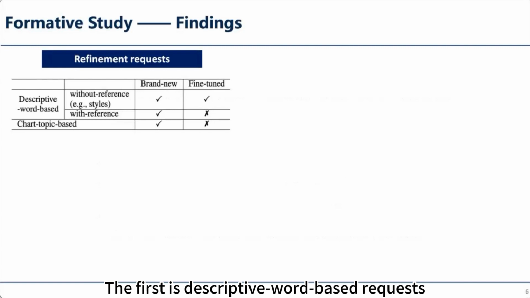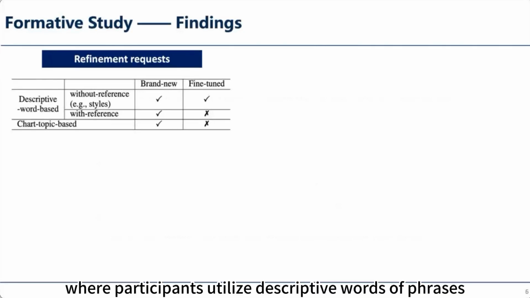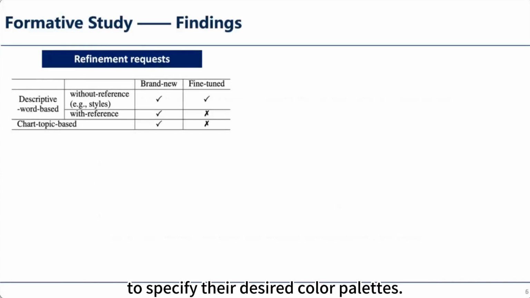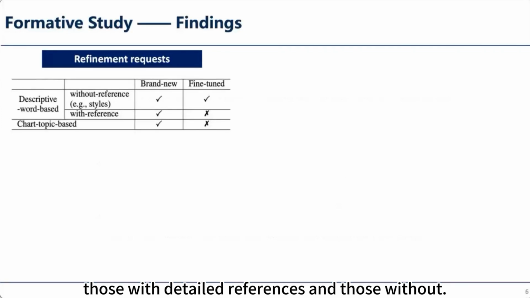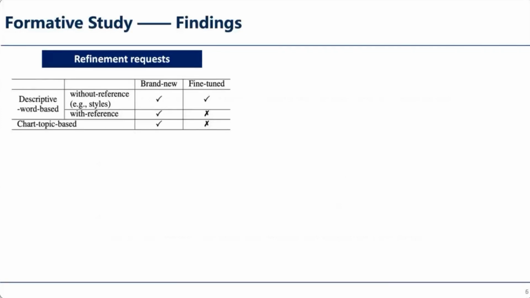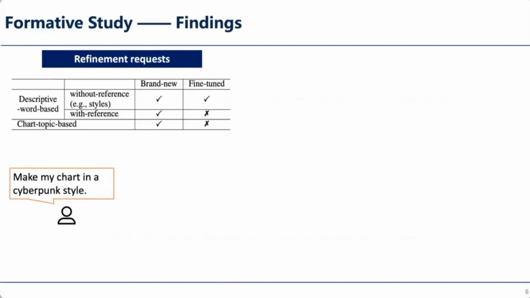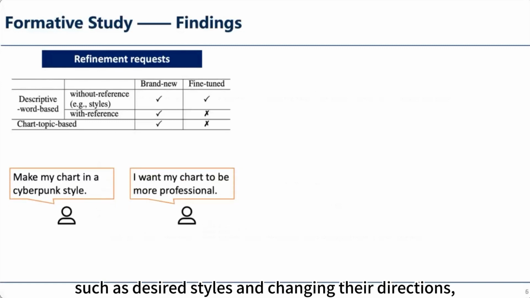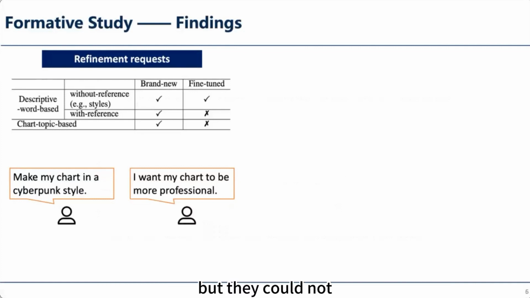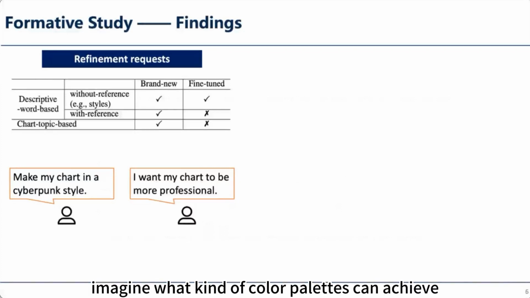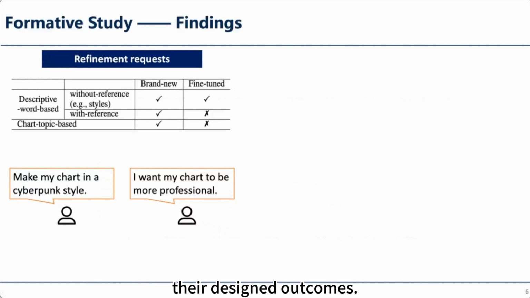The first is descriptive word-based requests, where participants utilize descriptive words or phrases to specify their desired color palettes. Such requests could be further divided into those with detailed references and those without. For without reference requests, participants only express their vague feelings about the original charts, such as desired styles and changing directions, but they could not imagine what kind of color palettes can achieve their desired outcomes.